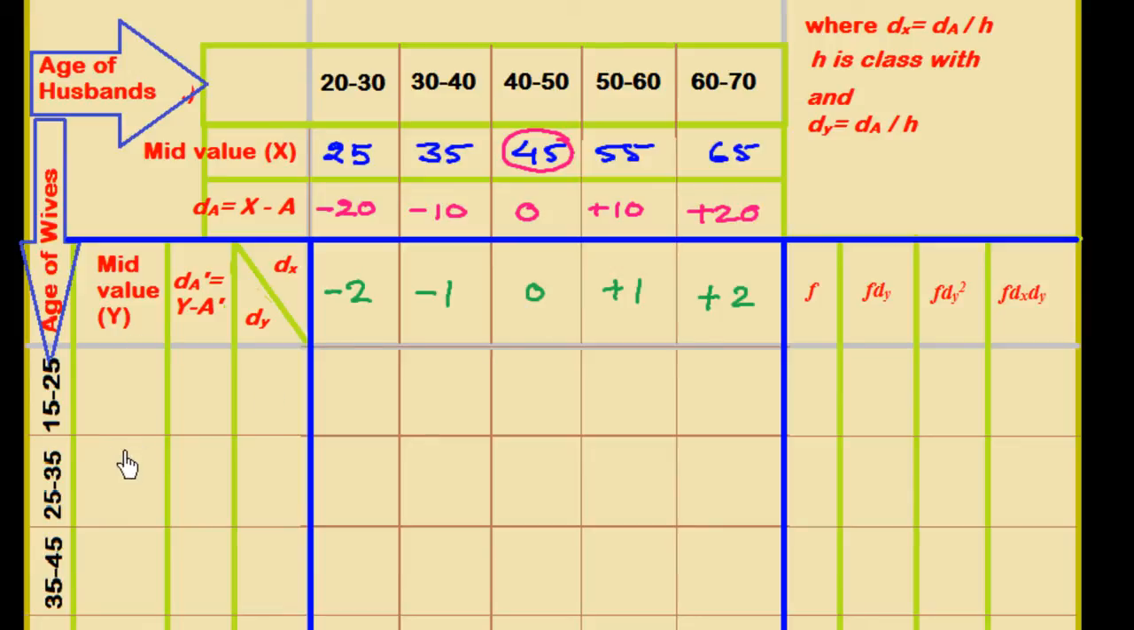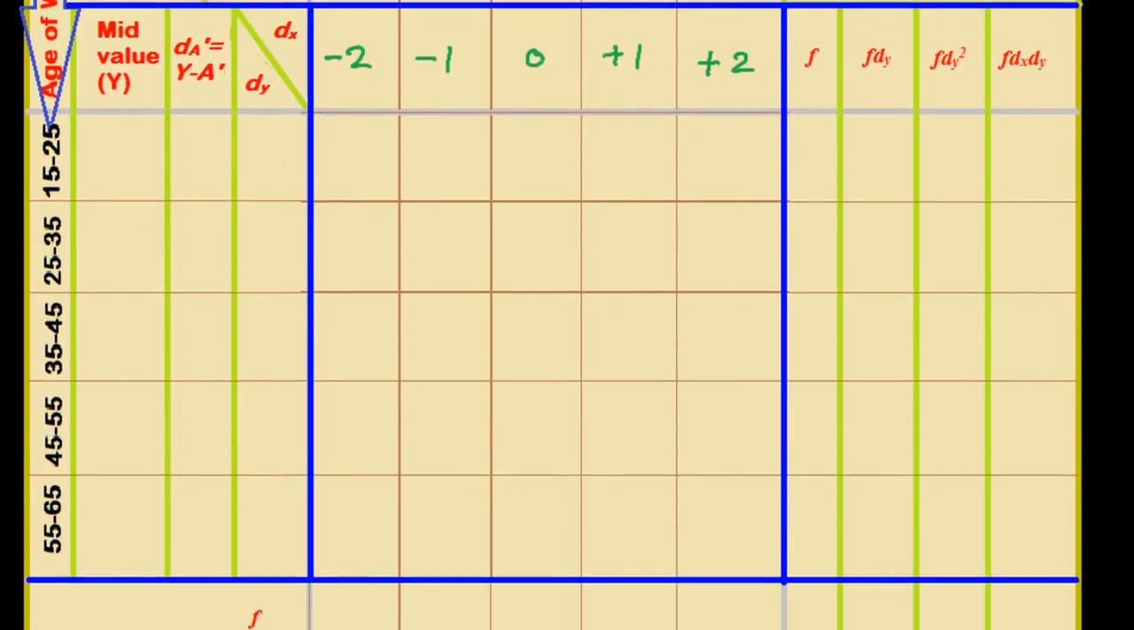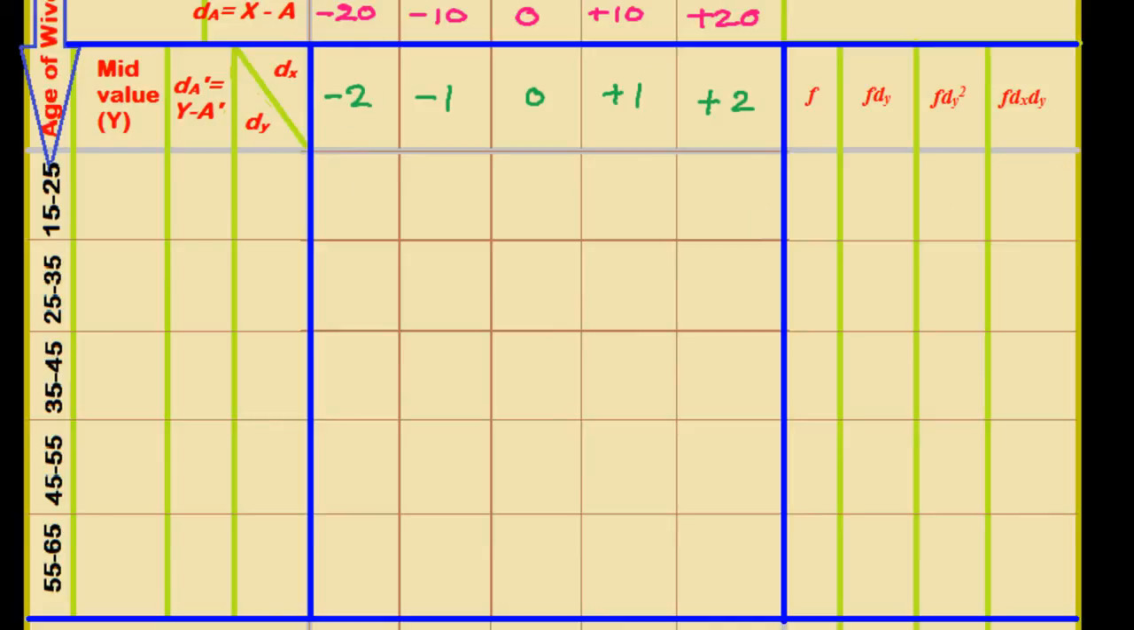Now the same process we do here on the edges of y's. We have to do the same thing on this vertical column. So first we write down the mid values. So 15 plus 25, which is 40. 40 divided by 2 is 20. So we have to write down here 20. Here we will write down 30, 40, 50 and 60. Because the class interval is 10, we add just 10 to the previous number, we get the successive mid values here.